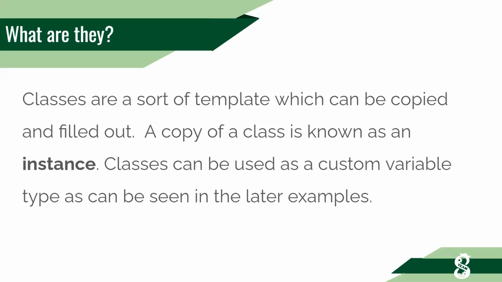What are they? So classes are a sort of template which can be copied and filled out. So a copy of a class is known as an instance. Classes can be used as a custom variable type as seen in later examples. So it's a lot to take in, but basically they're kind of a fill in the blank. They have blanks, you fill them in, and the class is like the template for the fill in the blank, and you can create different filled in versions that are called instances. We can also use them as custom variable types.